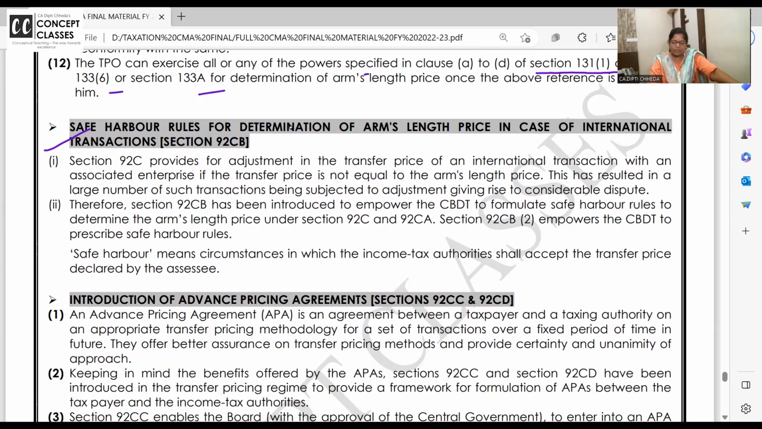Safe harbor rules for determination of arm's length price. What are these? In a few places it so happens that whatever the SSE is declaring, the department is accepting. It's not in all cases and all the time that we go to the TPO. So those are called safe harbor rules. Only the meaning is needed, the rest of the detail is not in your syllabus, so we also won't cover it. Safe harbor means circumstances in which the income tax authority should accept the transfer pricing declared by the SSE.